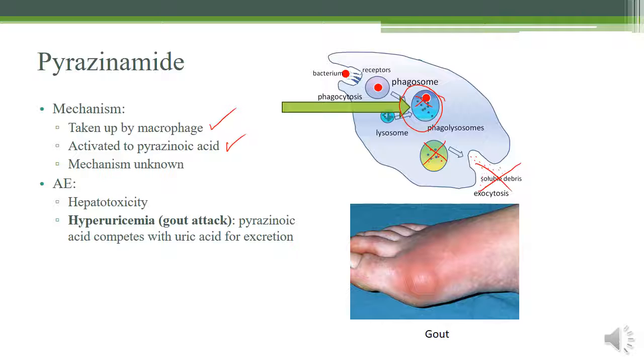The adverse effects of pyrazinamide is hepatotoxicity. That's not really often asked, but the one that is often asked is going to be gout attack because it does cause hyperuricemia, or a high uric acid inside of your blood. The only thing you need to know of the mechanism for that is pyrazinoic acid actually competes with uric acid. They use the same transporter. So if pyrazinoic acid is trying to exit your blood at the same time as uric acid, it might cut in line a bit, and that can cause a buildup of uric acid, and it can give you symptoms of gout, which often affects your big toe.